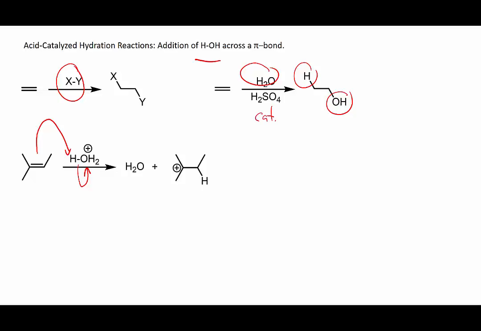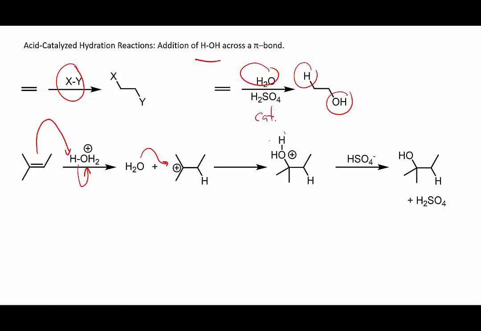As in the case with a hydrohalogenation reaction, we're going to generate the more substituted carbocation, which in this case is this tertiary carbocation. The water, which has a lot of electron density on the oxygen, will attack the carbocation, generating a new bond between the oxygen and the carbon.